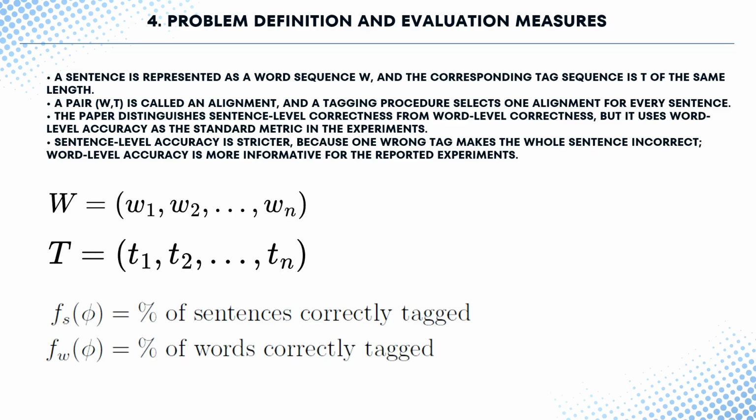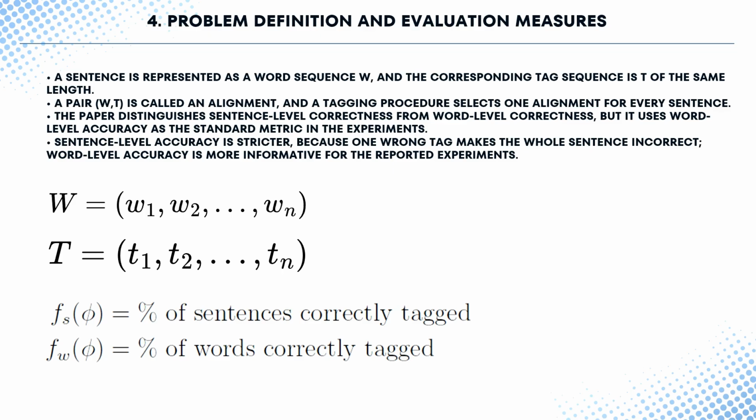And there are two evaluation levels. First is sentence level, where the entire sequence must be correct. And second is word level, which evaluates whether individual tags are correct or not. And the important insight is sentence level is stricter, so the paper uses word level accuracy.